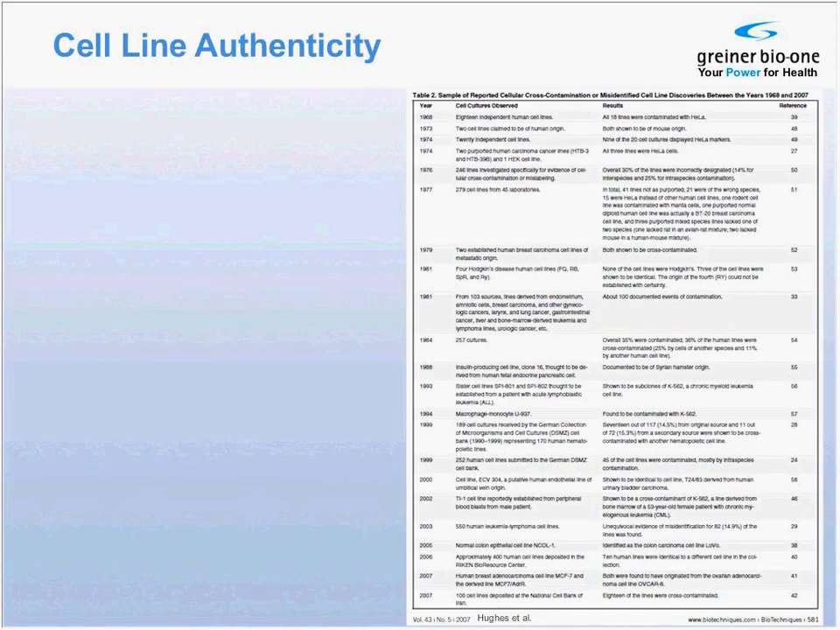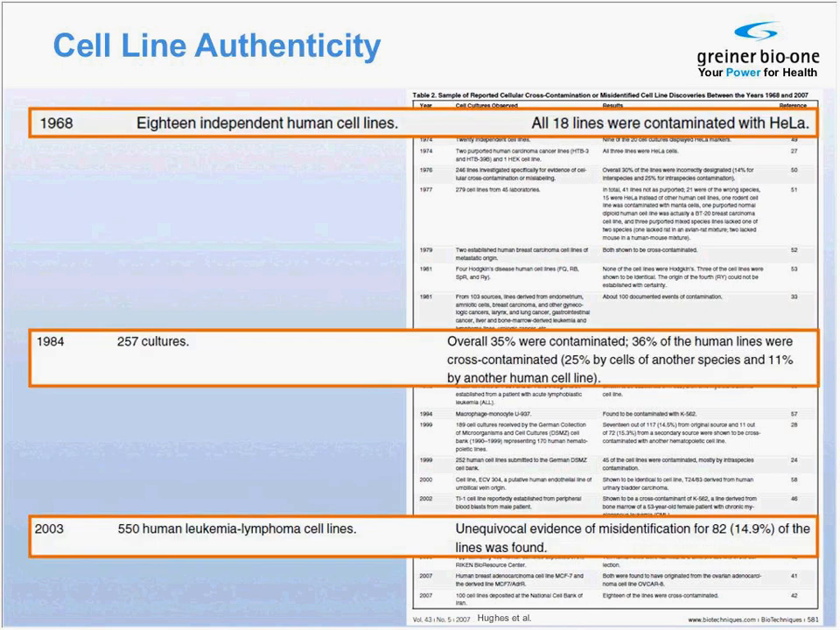The authenticity of cells in use should always be a matter of concern. A prominent example is the contamination of various cell lines with HeLa cells, for example. You can see from this table there are also other cell lines that have been reported to be contaminated.